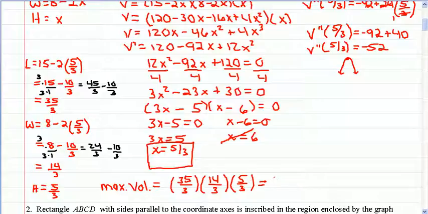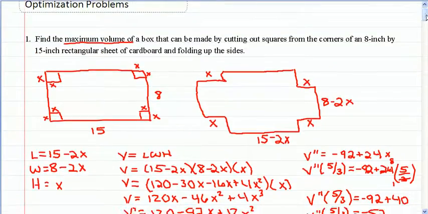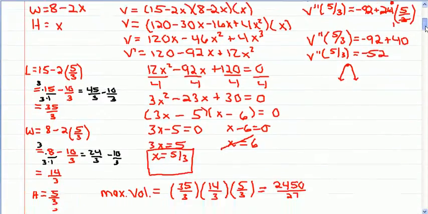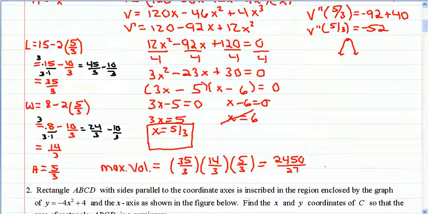and if you multiply these numbers out, you have 2,450 over 27. And if I go back to the beginning of the problem, the box had dimensions measured in inches. So the maximum volume is 2,450 over 27 cubic inches, or inches cubed.